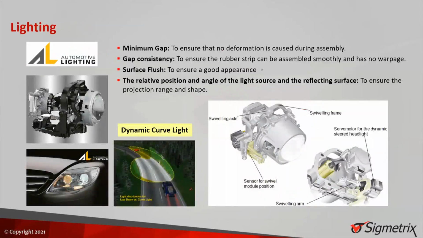This is lighting. Okay, so this is dynamic curve lighting. So there's two-axis rotation for this light unit. So you have to make sure of the gaps, and also make sure of the location and angle of the light source, and also the reflecting components, right?